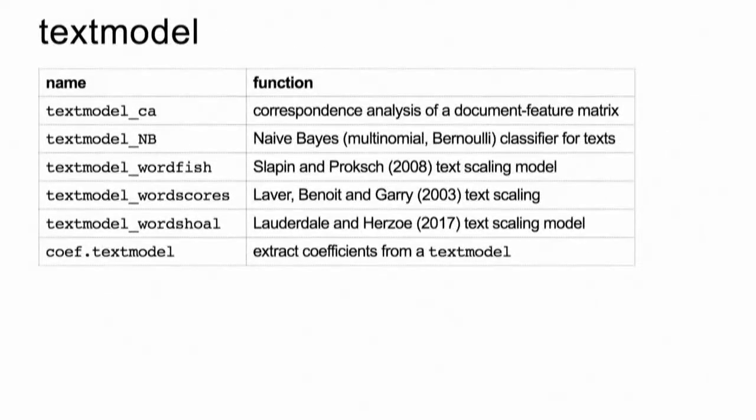We have a variety of text models built in, including some that I've developed that are social sciencey. The classic ones are correspondence analysis and naive Bayes. Once you have your document feature matrix, you're free to use pretty much any machine learning algorithm that you choose, of course. We have methods like coef, which will extract the coefficients from these models. It's designed to be very similar. Predict is a method that works for these models.